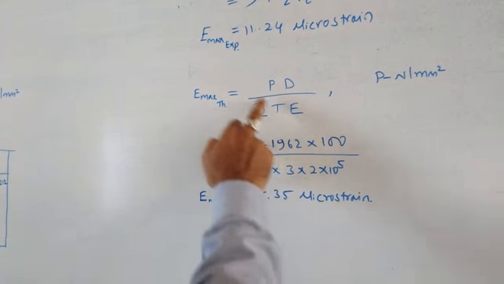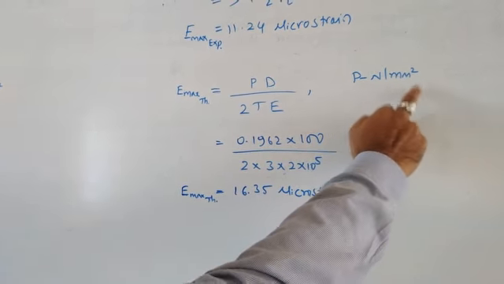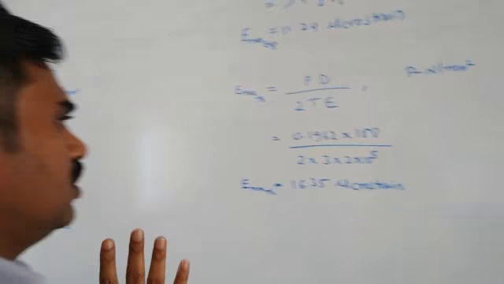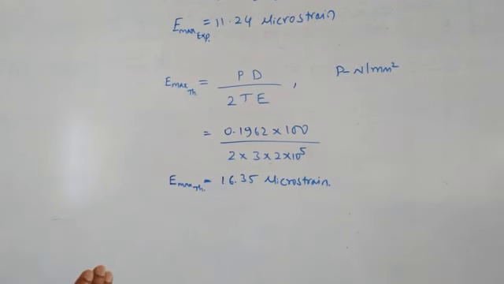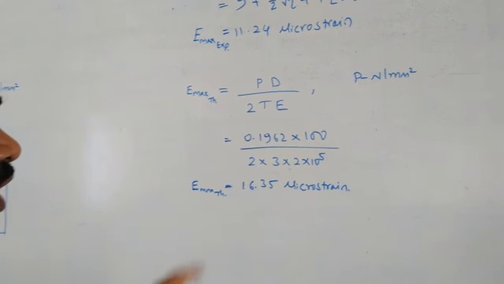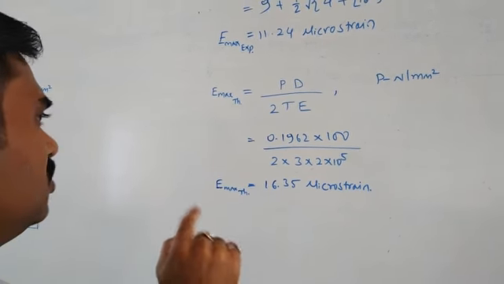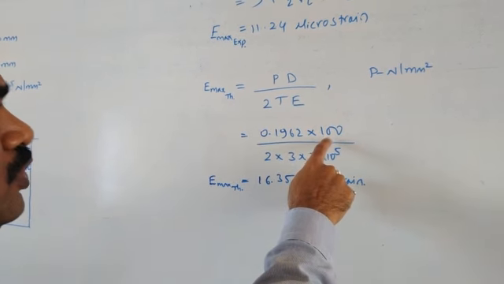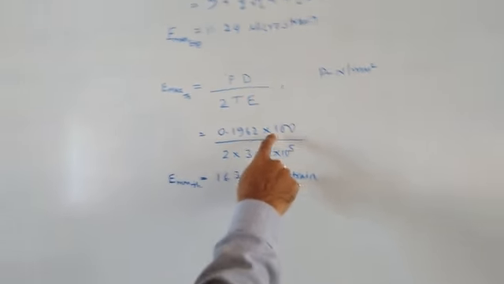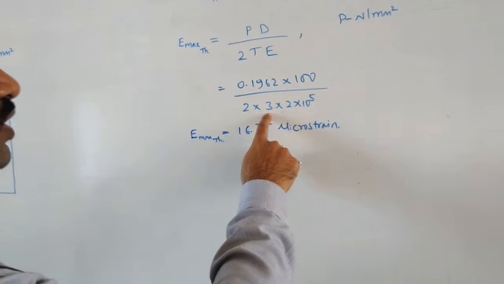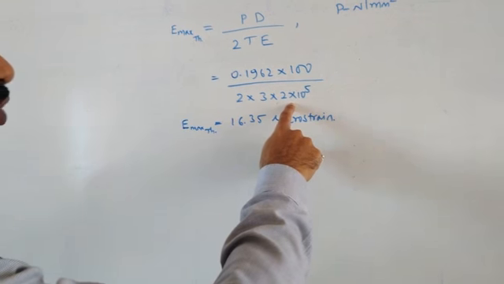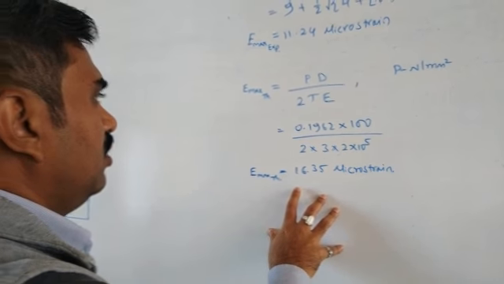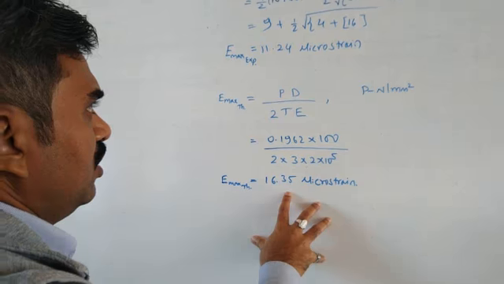The equation is PD by 2TE, where P is the pressure in Newton per mm square. The pressure of 2 kg per centimeter square we have to convert into Newton per mm square by multiplying by 9.81 divided by 100, and we get 0.1962 Newton per mm square. Into D, the diameter 100 mm, divided by 2 into thickness 3 mm and Young's modulus 2 into 10 raised to 5. Solving this equation we get the theoretical value as 16.35 microstrain.